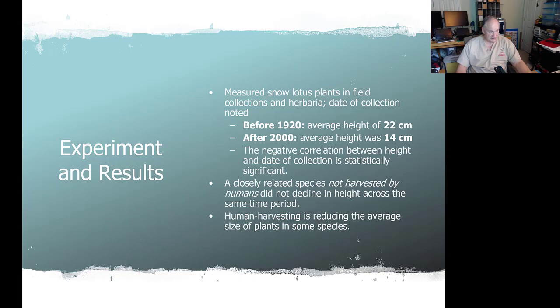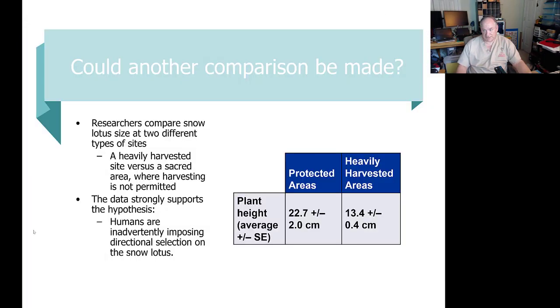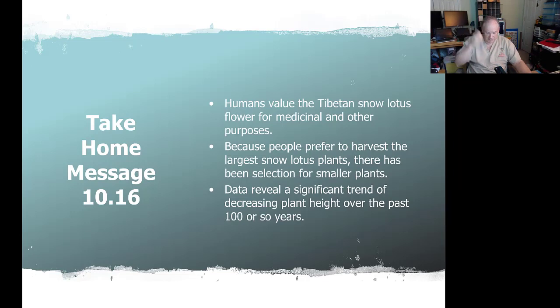And they can look at this scientifically. Researchers compared snow lotus size at two different types of sites, heavily harvested versus ones that are not, and you can see the heights are definitely different. It just interrupts the proper selection processes and makes it irrelevant. Humans value the Tibetan snow lotus flower for its medicinal and other purposes. Because people prefer to harvest the largest snow lotus plants, there has been selection for smaller plants.